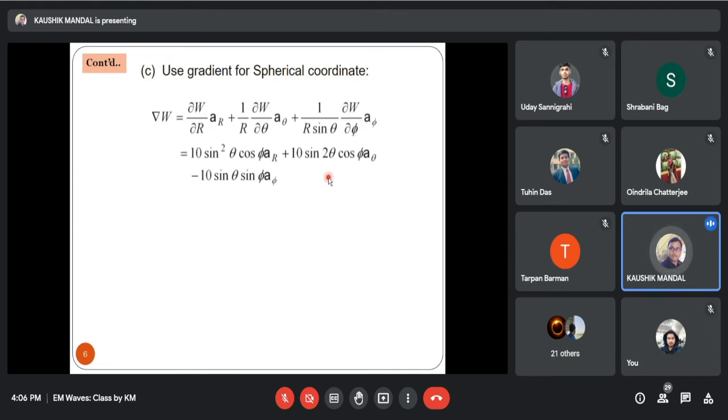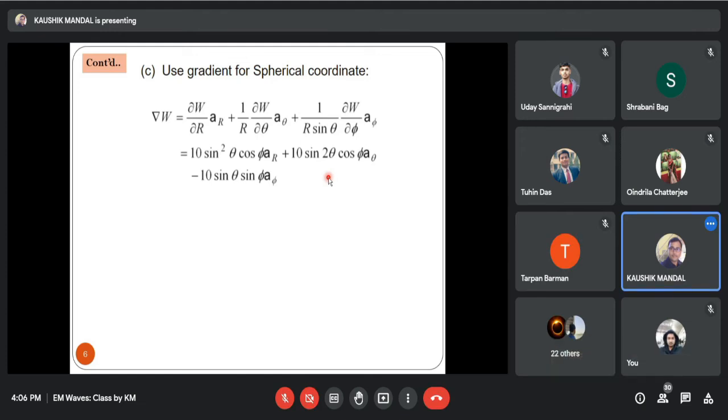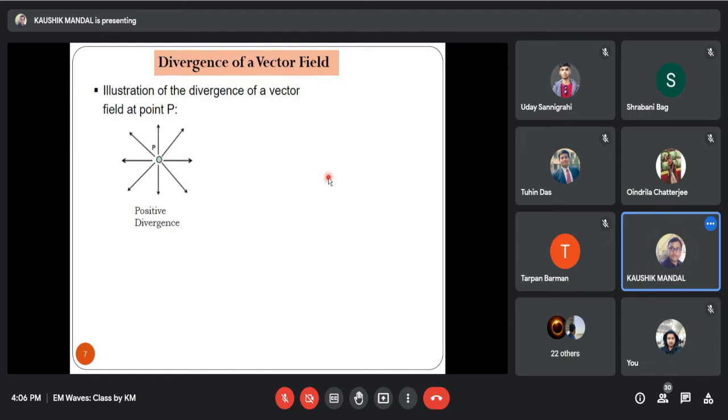So the question is why this gradient of a scalar field is important in relation to the electric field or EM waves. With the help of this operator, we can easily find the differential change in some scalar quantity. That may be temperature, that may be potential. So this del operator or gradient operator is very useful to find the differential change in some scalar quantity. Now we are moving to the divergence of a vector field.